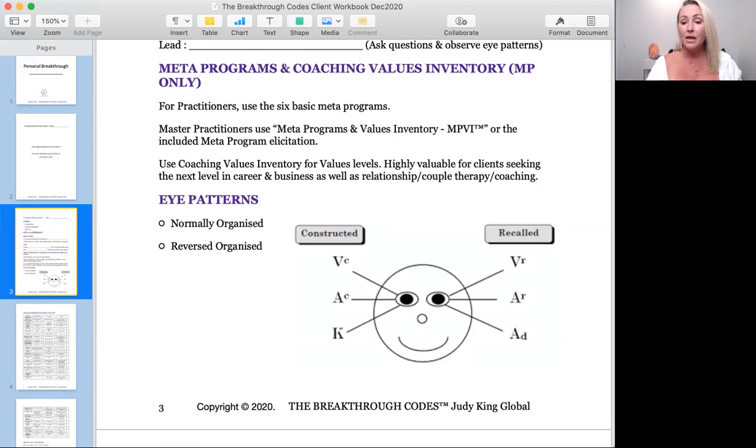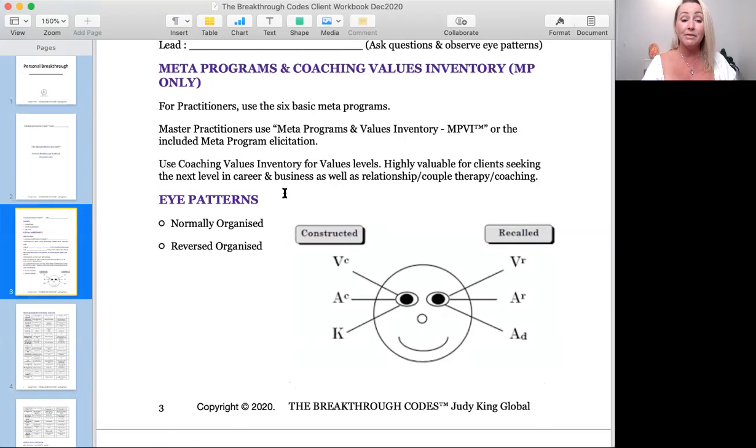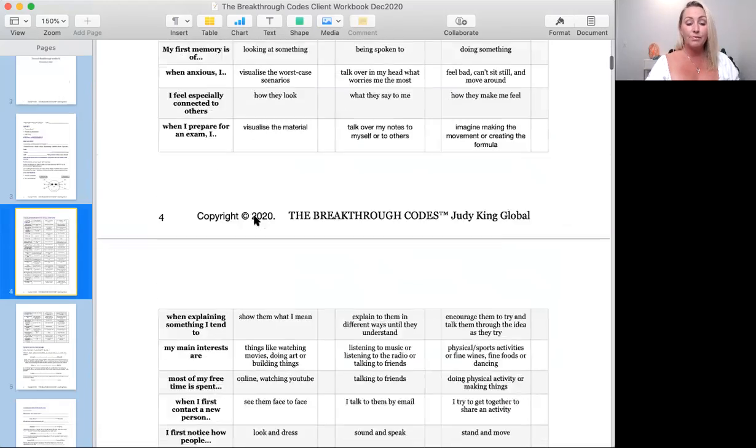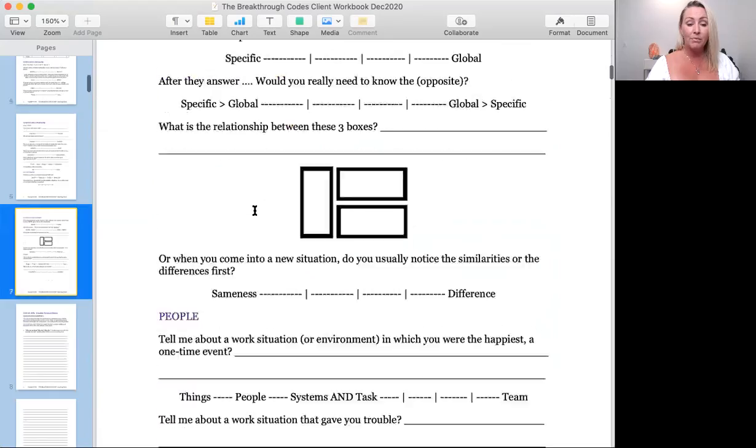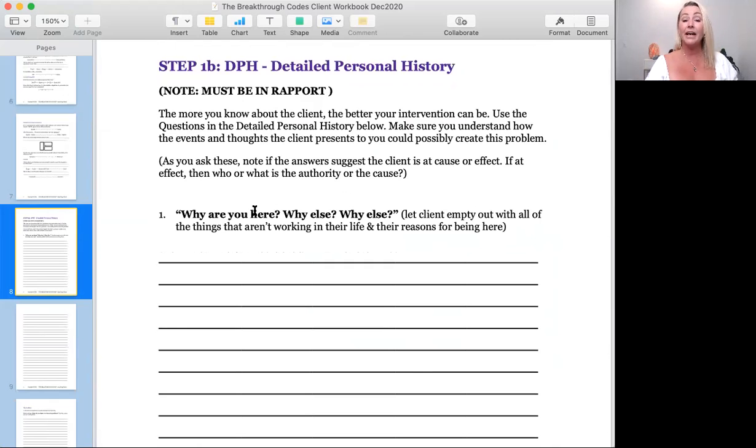If you're a master practitioner at this point, you can also do the values inventory, coaching values inventory for values levels, which is very powerful when doing any work in relationship and business. Okay, so for master practitioners, you can add that in and you have access to the values inventory in the membership site in resources. So there we go. That's that bit, which is all that pre-work. Then we get started with the DPH, the detailed personal history.